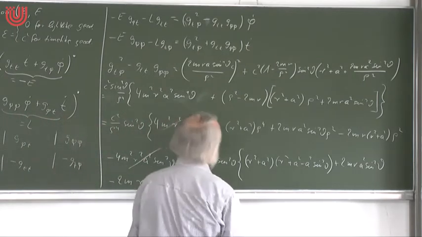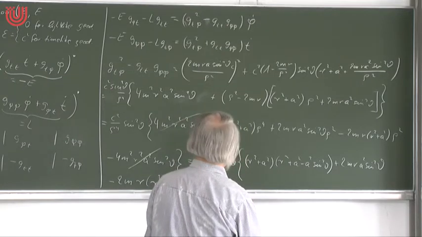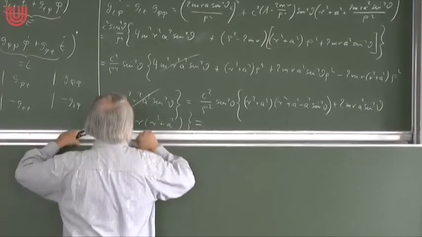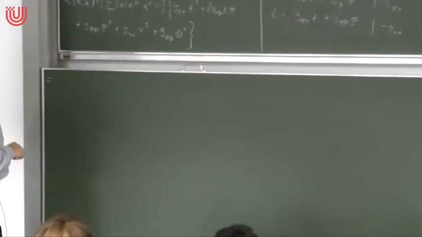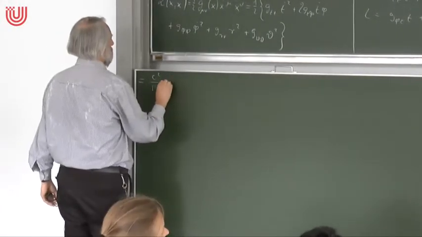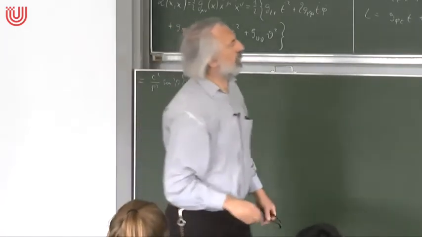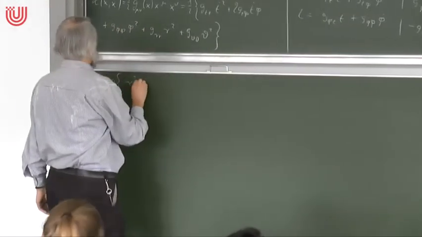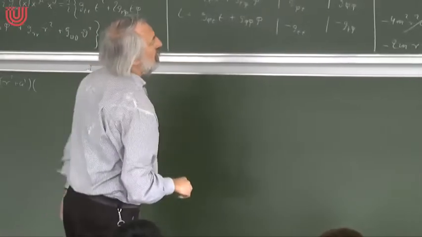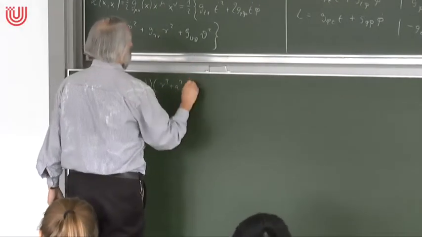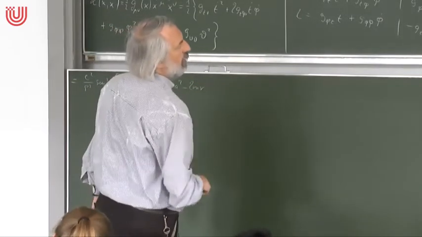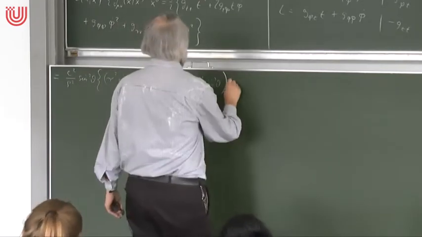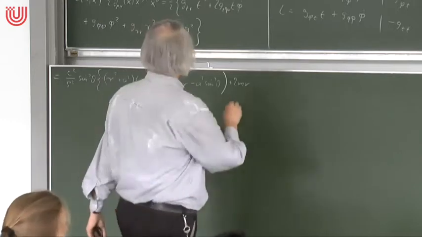So this gives what? Let me see. Yes, let me continue here. In the end, it should become surprisingly simple. Let's see if it works out. c squared over rho squared, sine squared theta, and I have what? I have an r squared plus a squared here and here, so I can combine these 2 terms. Then I have an r squared plus a squared times what? r squared plus a squared. And then from the last term minus 2mr. And from the first term plus minus a squared sine squared theta. And the last term is 2mr a squared sine squared theta.